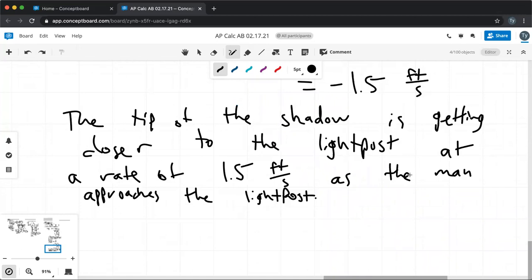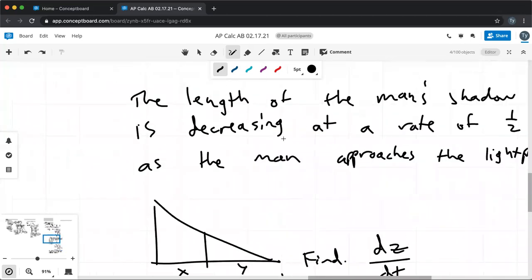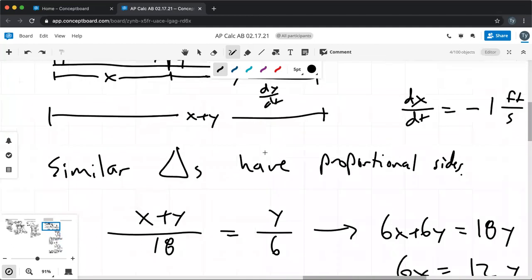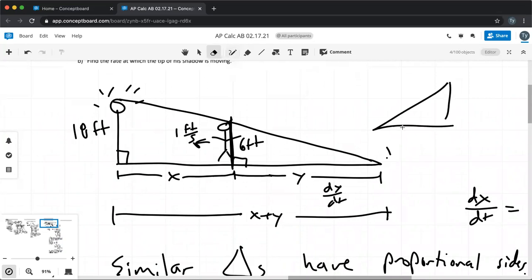The other thing I want to mention here is I wrote the shadow is getting closer to the light post, right? So we were never told that moving left or right was positive or negative, right? So we can't just say, hey, I drew my picture like this, so if he's going to the left, it's negative, and going to the right, it's positive. I could have drawn it flipped, and then that would flip it.